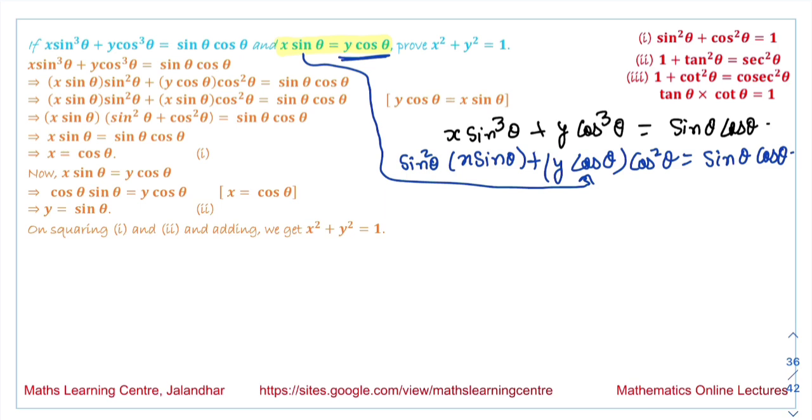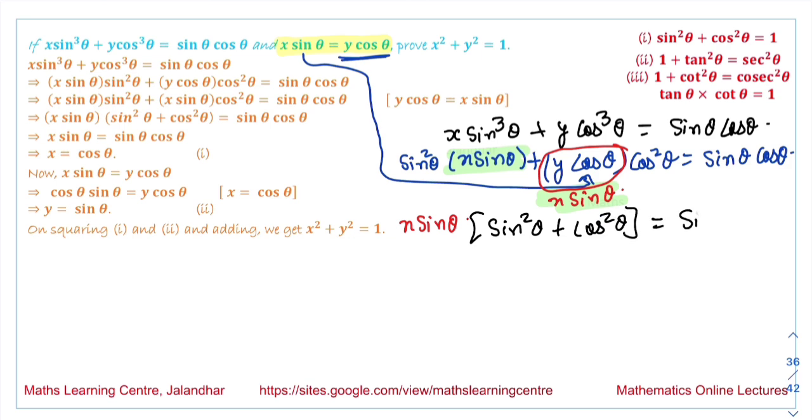Now from this second equation, y cos theta is given equal to x sine theta. So we can write y cos theta as x sine theta. If we take x sine theta common from both these terms, over here it is x sine theta, over here it is x sine theta. So what we will be left with is sine square theta plus cos square theta, that is equal to sine theta into cos theta. This term is equal to 1. Sine theta and sine theta get cancelled and we get x is equal to cos theta.